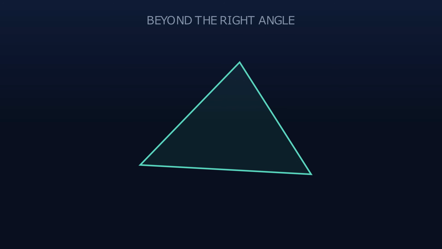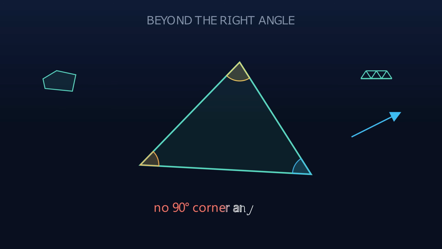Back to that ship at sea. Everything in part 1 quietly assumed a right angle somewhere in the triangle. But most triangles in the real world don't have one. A plot of land, a truss in a bridge, the path of a plane changing course. These are just 3 sides and 3 angles, with no 90-degree corner in sight. We need laws that work for any triangle.